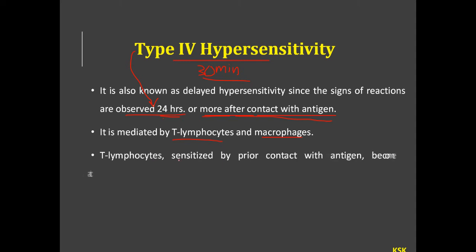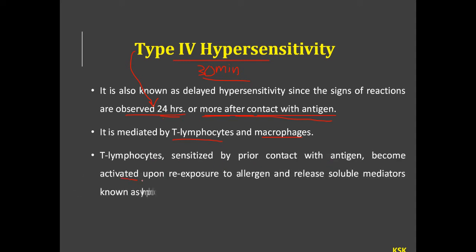The T lymphocytes are sensitized prior to contact with the antigen and become activated. Suppose this is the person. When the person is exposed to the antigens, the body will produce T lymphocytes. Immediately, the antibodies are not produced.